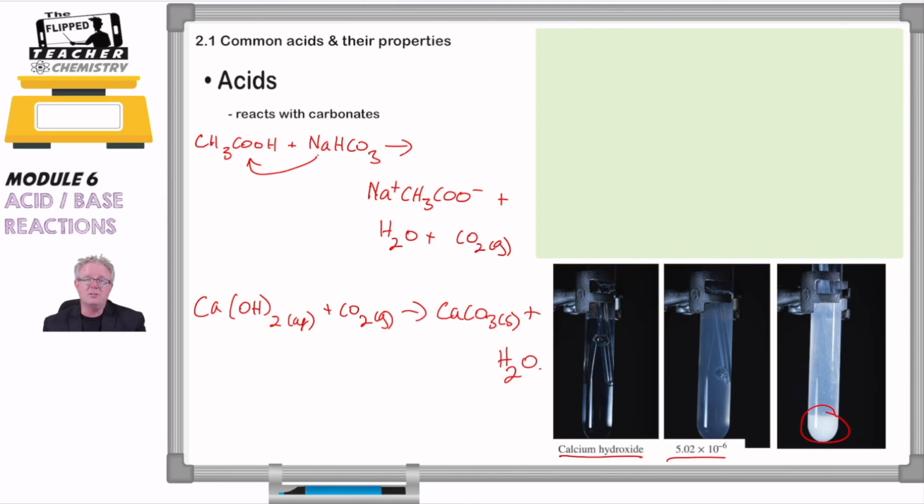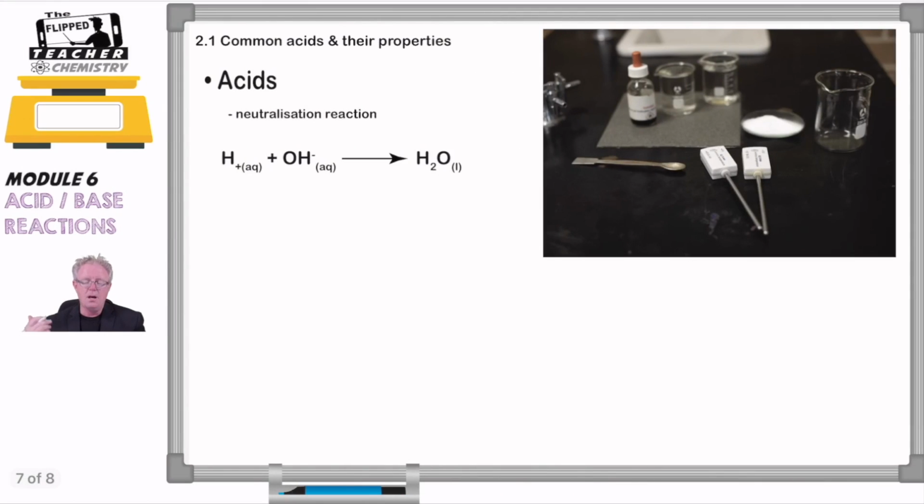A classic reaction, but that is a feature of acids. What is another feature of acids? Well, another feature is the fact that they can react with bases and do neutralization reactions.